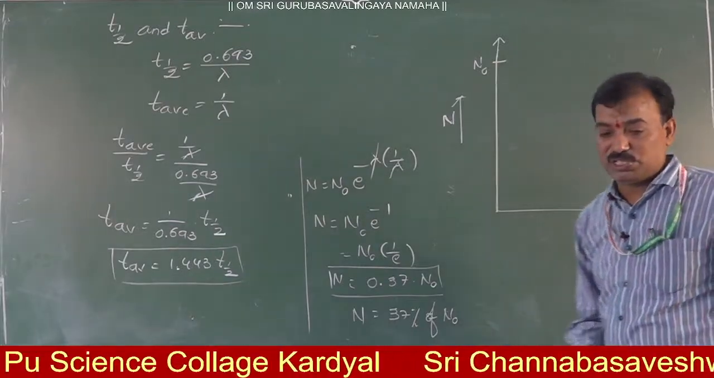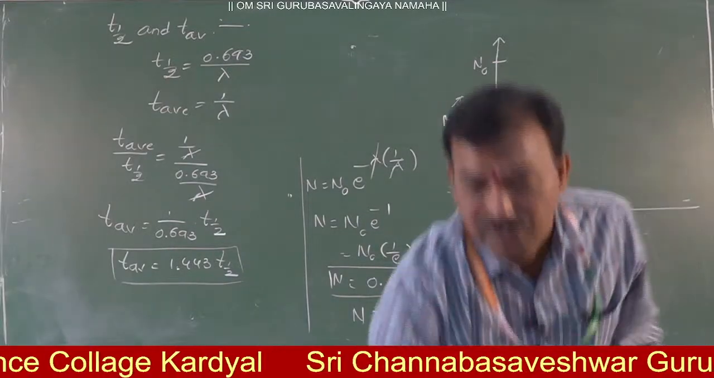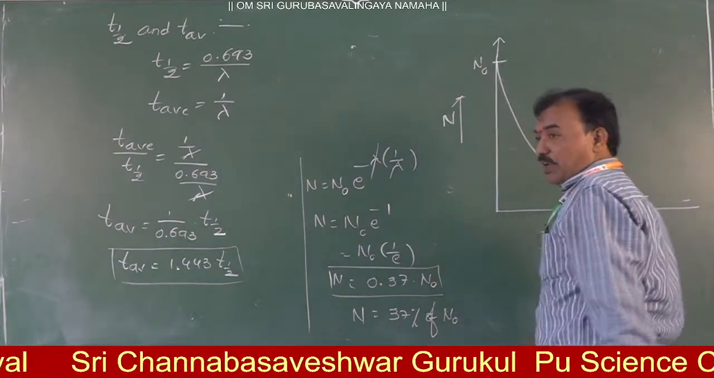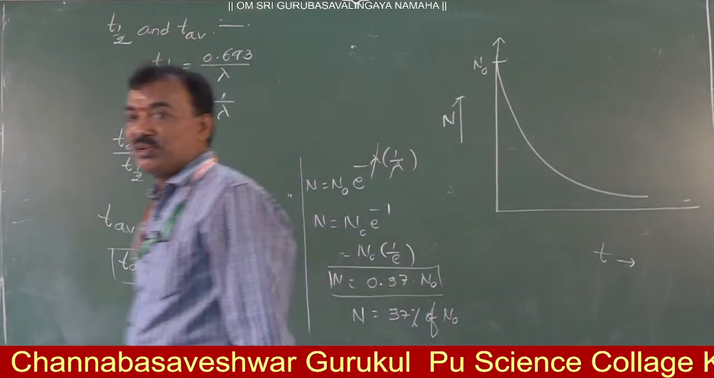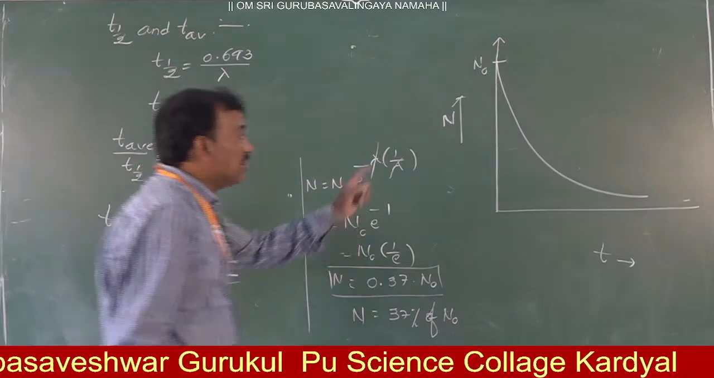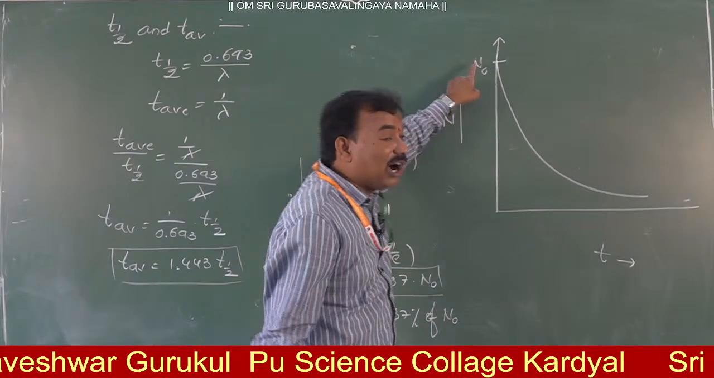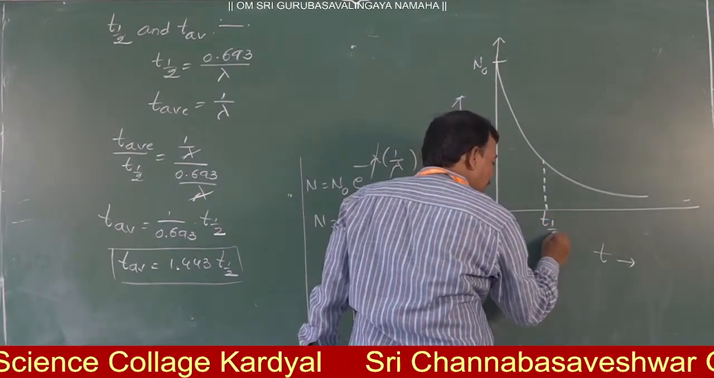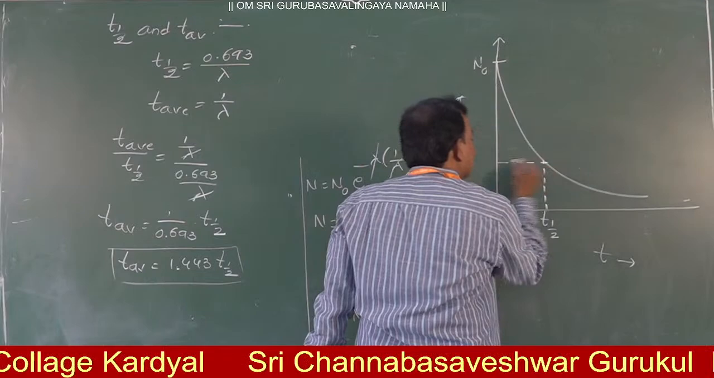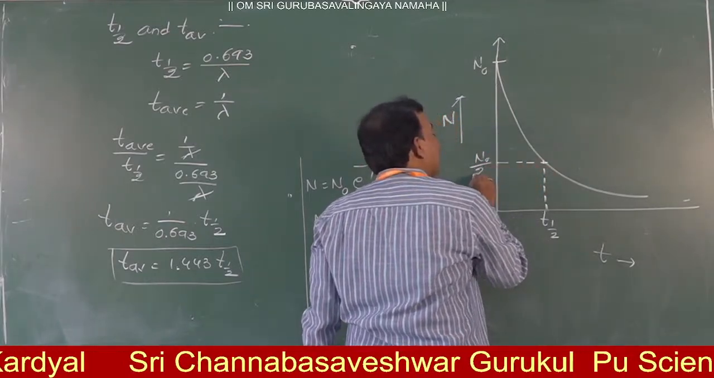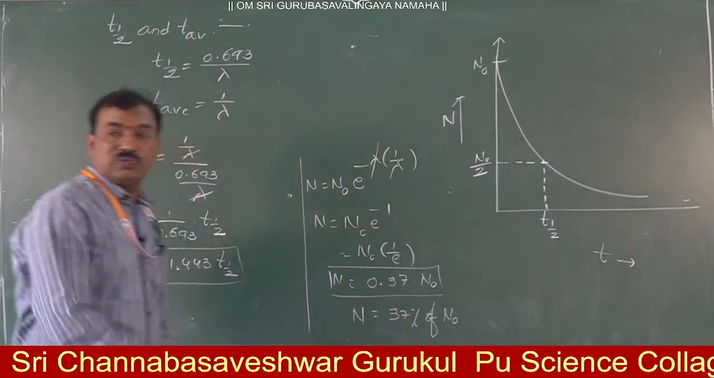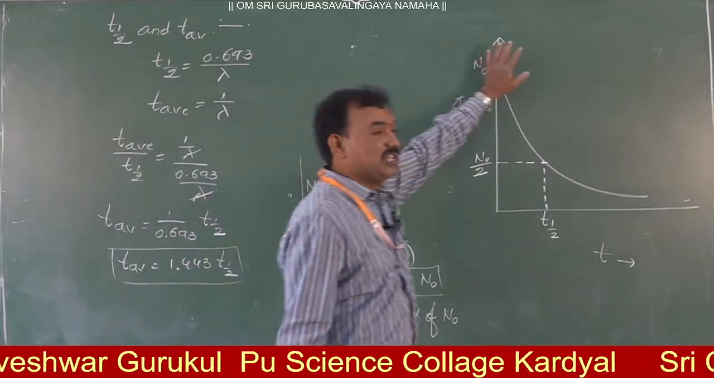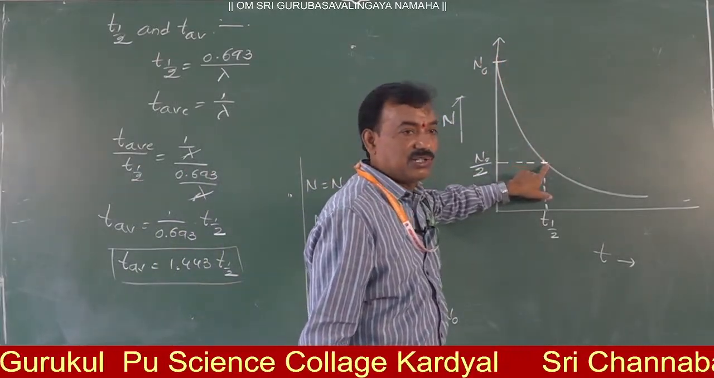What is the graph shape? It decreases exponentially. So what is the condition? The number of nuclei falls to half of the initial value. Suppose at this point it is half of the initial value, so this time is T half, and this value is N naught by 2. Clear? So this is the half lifetime. Just now I drew this graph also. Here we took 16 nuclei, so this one is 8, and this time is the half lifetime.